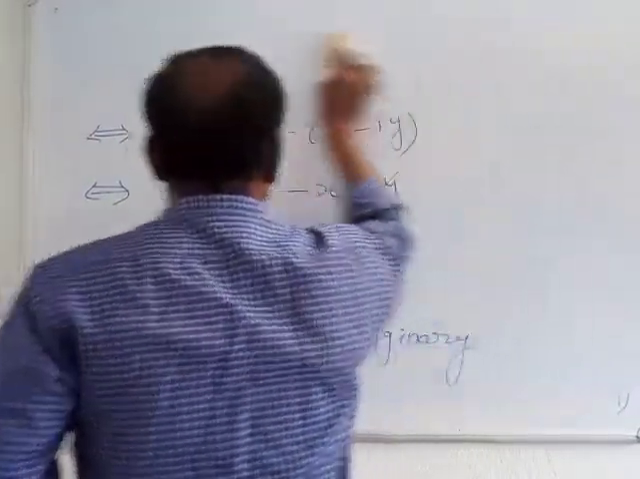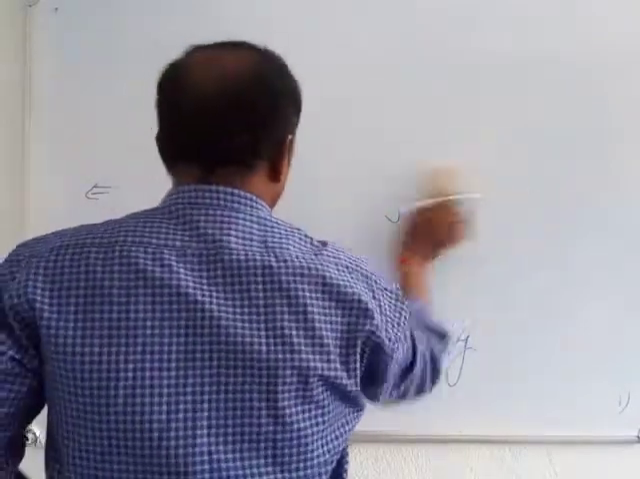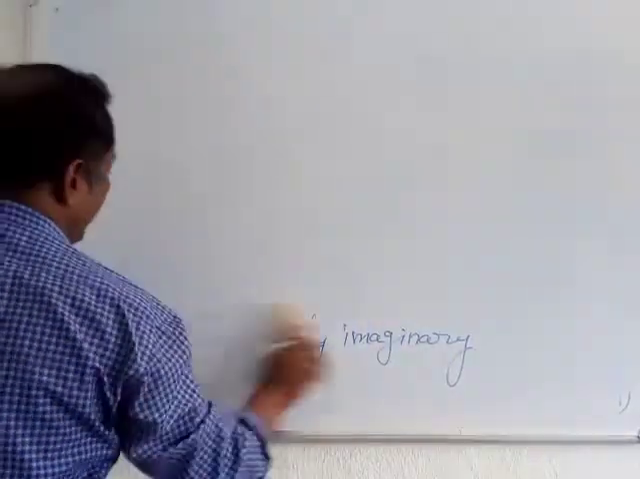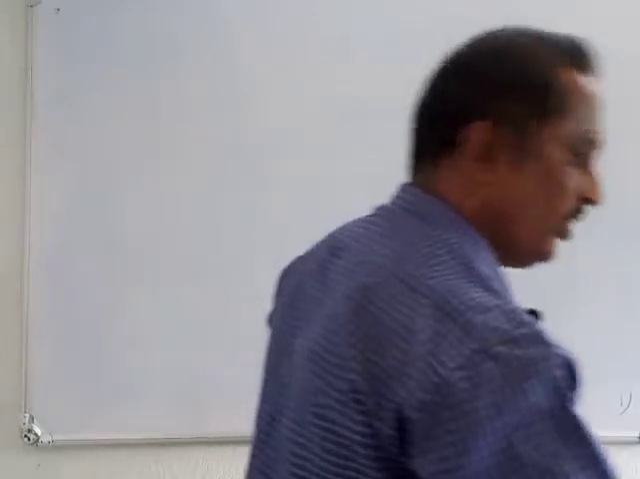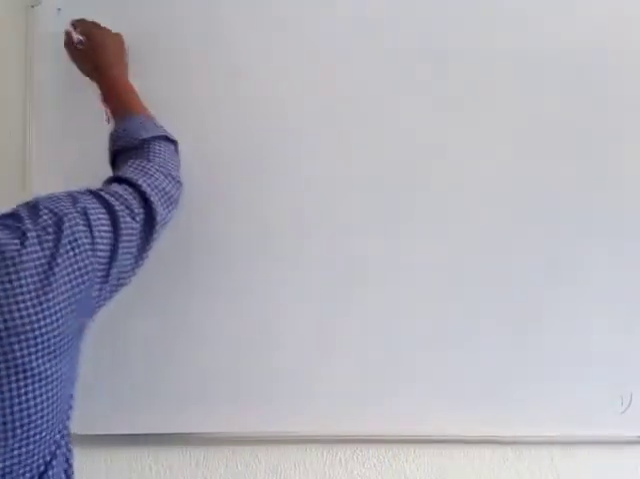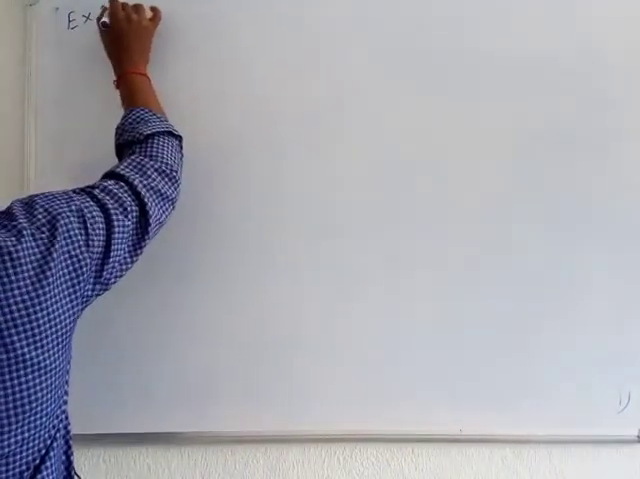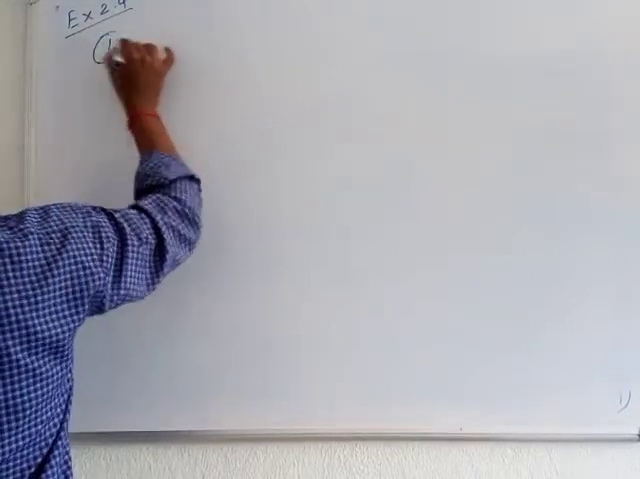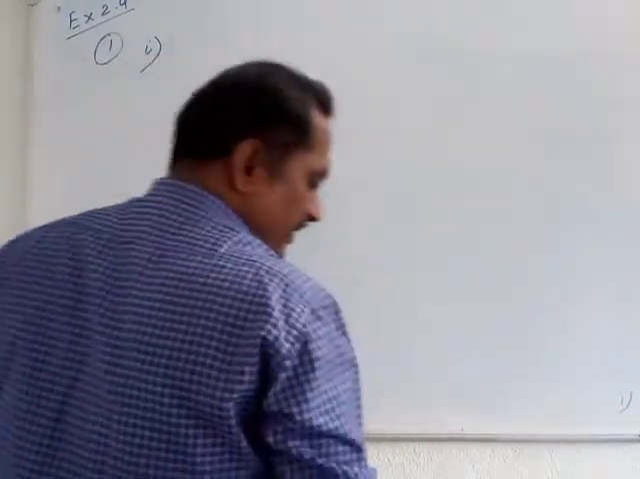And then go to the exercise sums. How to find the conjugate values of the given complex numbers? Example: Exercise 2.4, first Roman numeral, first division.